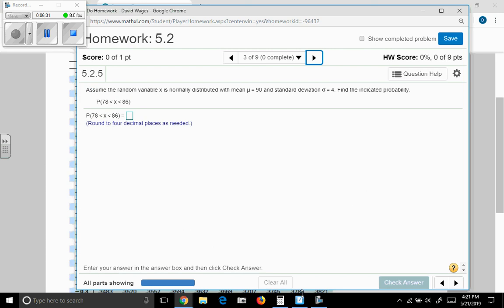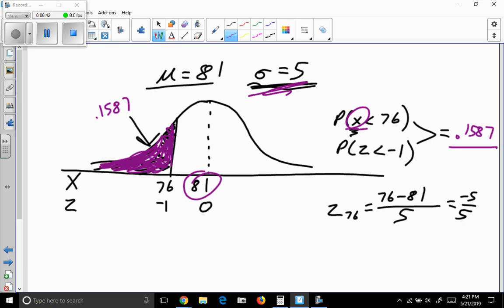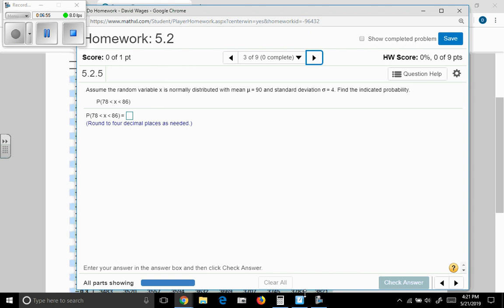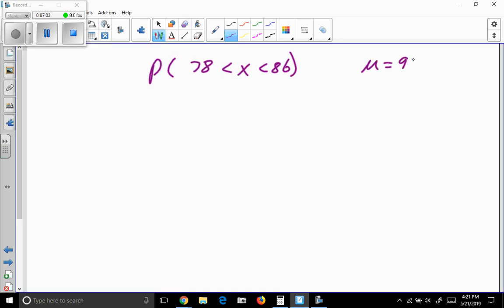This one has 2 pieces, so let's find the probability of selecting a piece of data that is between 78 and 86. So what is the probability that our data value is between 78 and 86, but we need to know more information. The mean of our normal distribution is 90, and the standard deviation is 4.